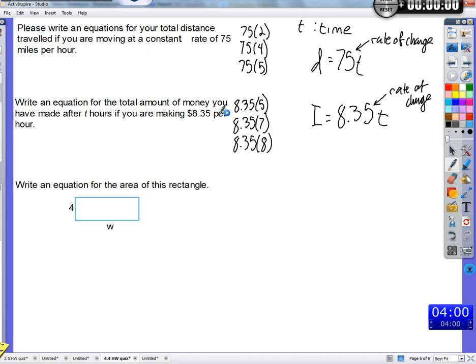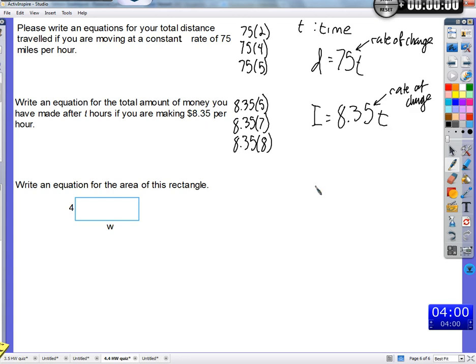Whatever W is, what are we going to do with that to figure out the area of this rectangle? Lots of you had it. Checked. We give you W, what are you going to do with W to figure out the area of the rectangle? Multiply by 4.